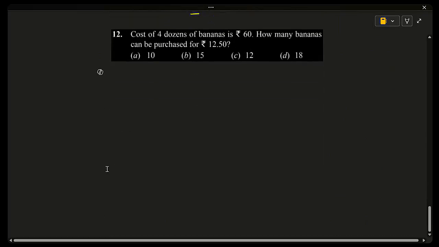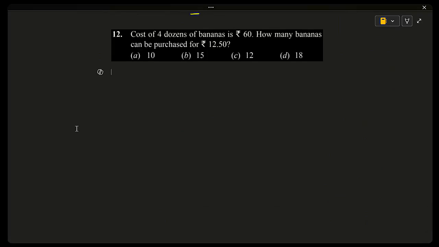Yes, 12th question. Cost of 4 dozens of bananas is given as 60 rupees. How many bananas can be purchased for 12 rupees and 50 paise? So let's write the number of articles here and the cost here. First they said 4 dozens cost 60 rupees. 1 dozen is equal to 12 articles. 12 fours are 48. So 48 bananas cost 60 rupees. How many bananas can be purchased for 12 rupees 50 paise? That we have to answer.